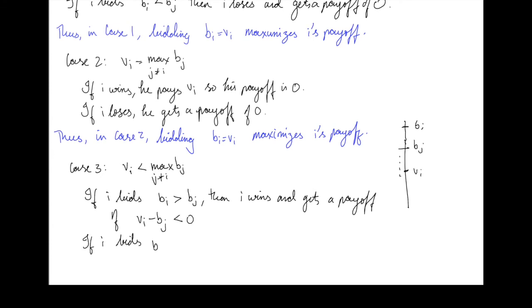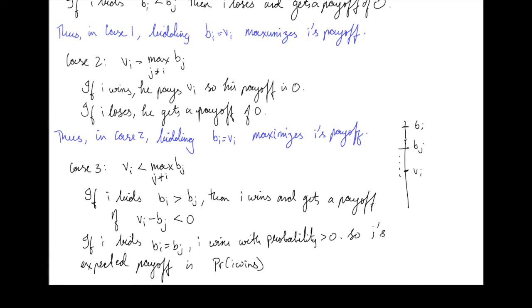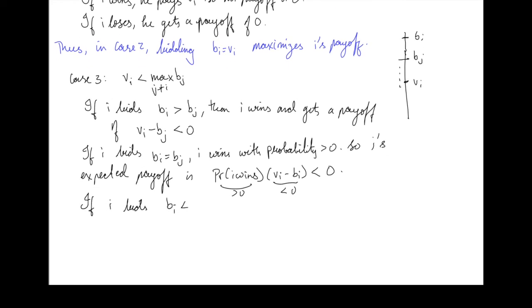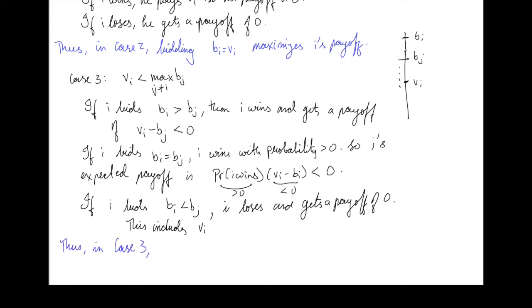If i bids bi equal to bj, again, i wins with probability greater than 0, so i's expected utility is the probability that i wins, times vi minus bi. This thing is greater than 0, and this thing is less than 0, so this whole thing is less than 0. Finally, if i bids bi less than bj, then i loses and gets a payoff of 0. This last case includes vi. So again, even in case 3, bidding bi equal to vi maximizes your payoff. The highest payoff you can get when vi is less than the highest of the others' bids is 0, because if you win the auction, you're going to get a negative payoff.